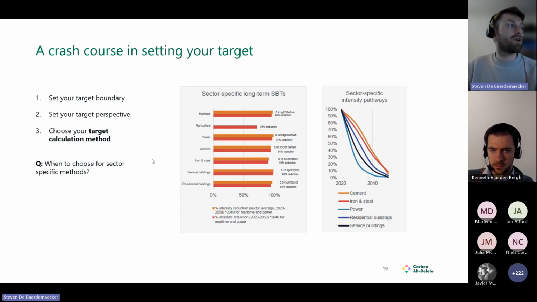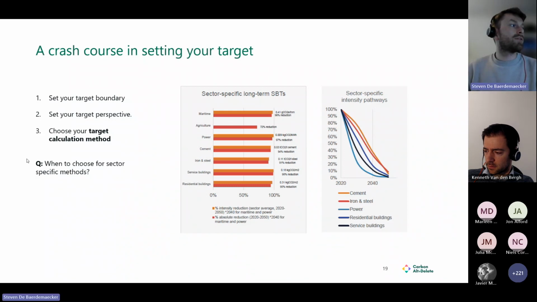And apart from the maritime and power sector and the FLAG sector, or the agricultural, forest and land sector, you're free to choose whether you set a cross-sectional absolute reduction target, meaning just a certain absolute reduction, 90%, instead of going for a certain sector-specific intensity target, which is then translated in a certain value of ton CO2 per physical entity or physical metric of your sector.